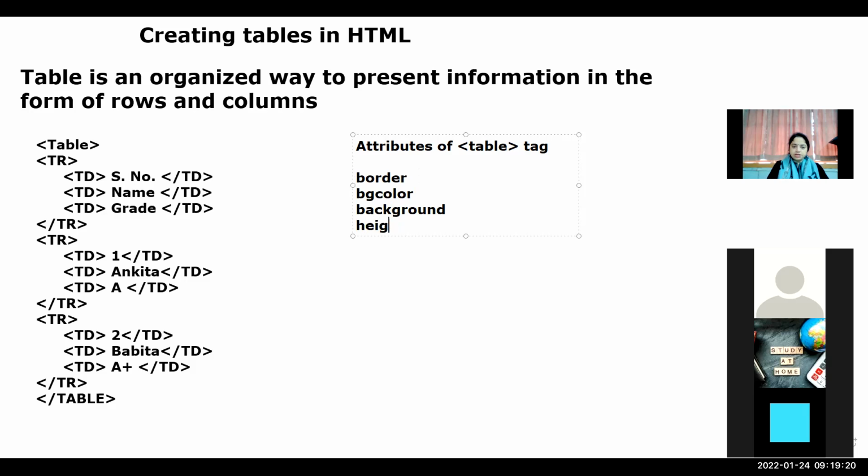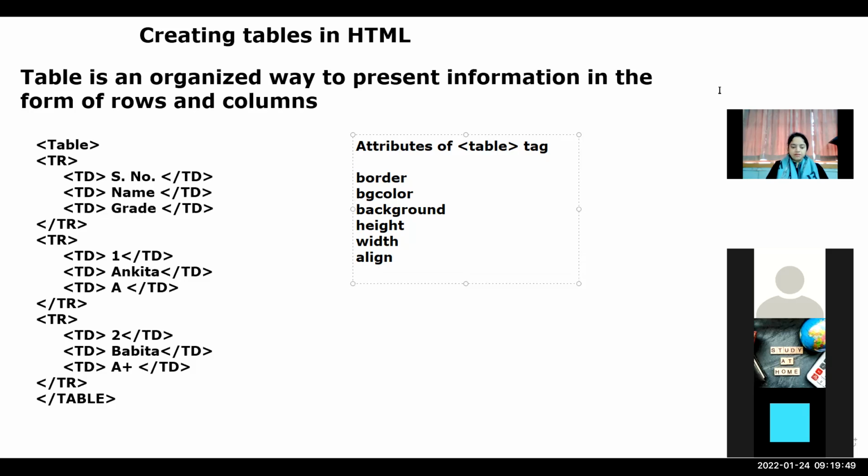Then height. What will be the height of my table? Height and width I can give in the number of pixels. What will be the width of the table? What will be the height of the table? Then we can have the align, where the table should appear on a web page. On the left side by default, right side or center. Where the table should appear. Border, BG color, background, height, width, align.